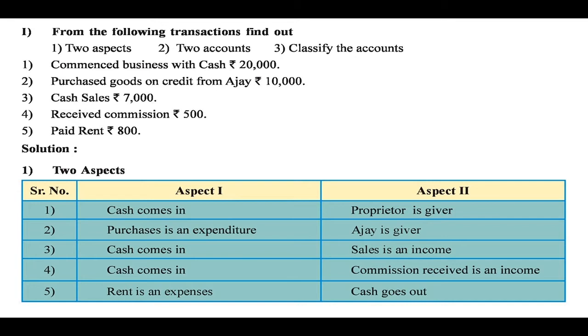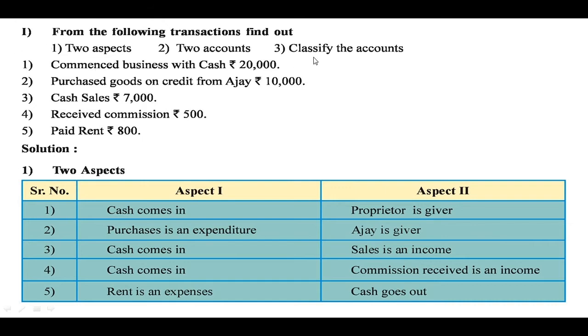First step is 2 aspects. What are the 2 aspects of the transaction? What is the meaning of this? It means identifying whether any commodity comes in the business, whether anybody is a giver, or whether it is an expenditure or income. Identifying this is called 2 aspects of the transaction. As you know that every transaction has 2 aspects and 2 accounts. And then we have to classify those accounts.